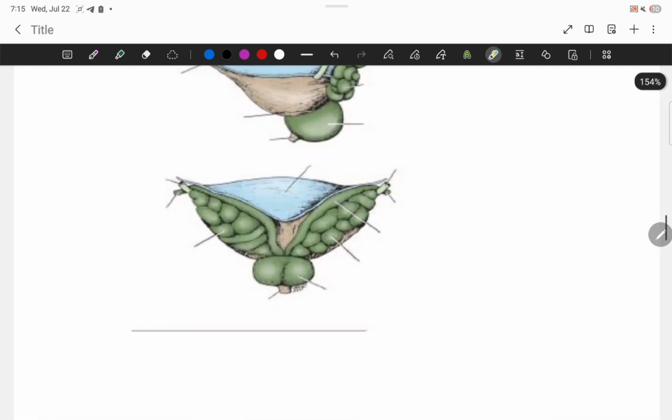So this is the inferolateral surface of the male. This is the prostate. This is a seminal vesicle. You see them. And this is the vas deferens.